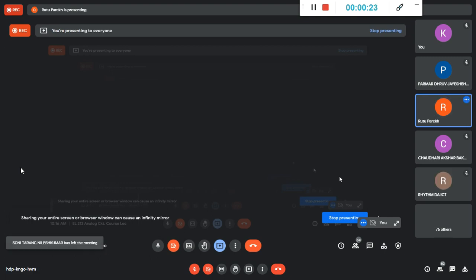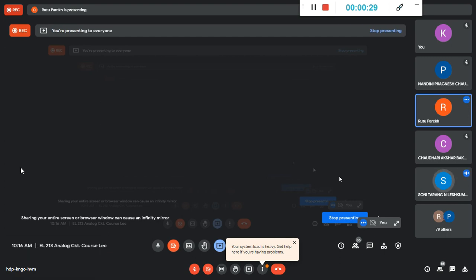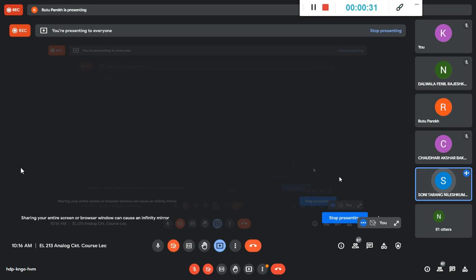Ma'am, I was having one curiosity. Ma'am, how are we able to reduce the size of the MOSFETs? Okay, very good question. Nice.